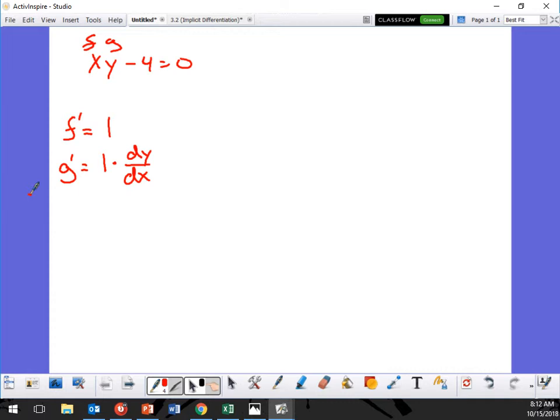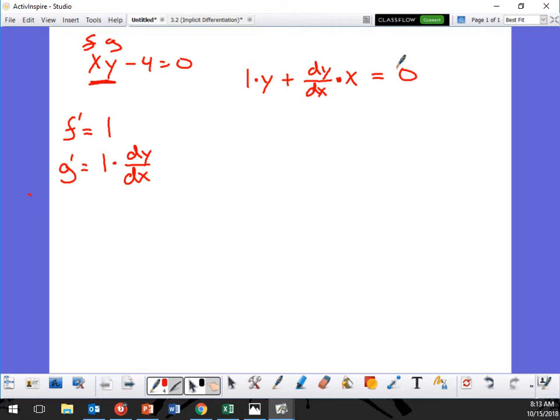Now product rule says f prime g. So it's going to be 1 times y plus g prime, which is 1 times dy/dx, times f, which is just x. So that's just this piece right here. What's the derivative of minus 4? 0. So 0 equals 0, or plus 0 minus 0. Either way, the 4 goes away. And so now I'm left with this right here.